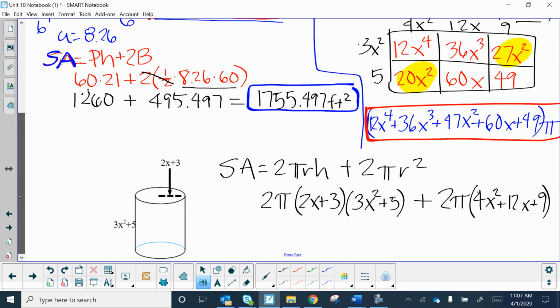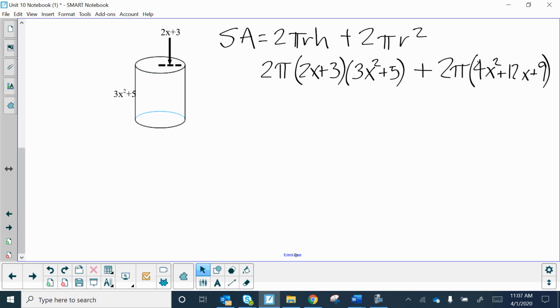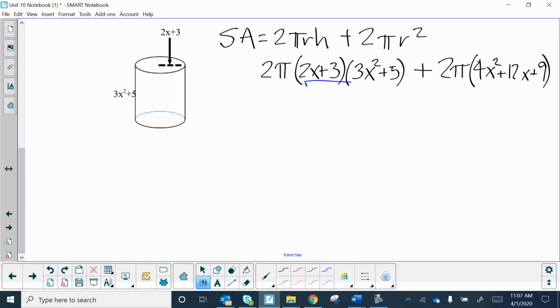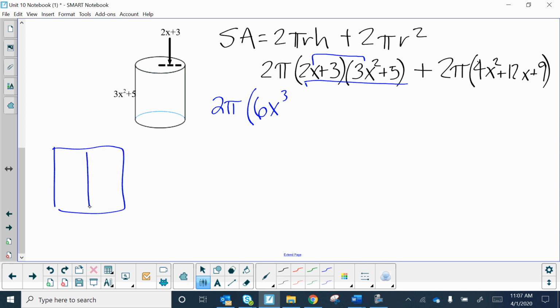All right, let me scroll down a little bit more. Okay, so that's my surface area. What do I have to do right here? I have to do the FOIL method again, okay? So I'm going to write the 2 pi out in front. I'll deal with that in a minute. So the first terms are 6x cubed. And again, if you don't understand how to do that, guys, you can do the box method over here. Okay, remember the box method.